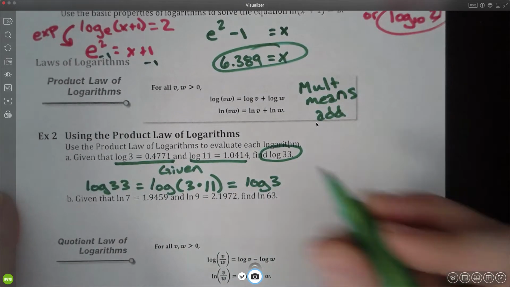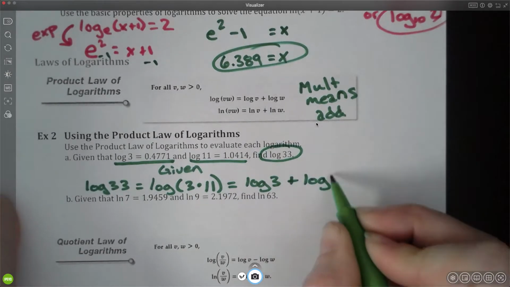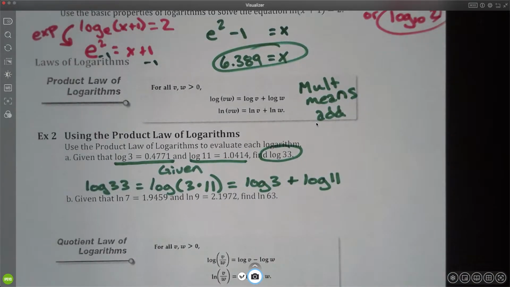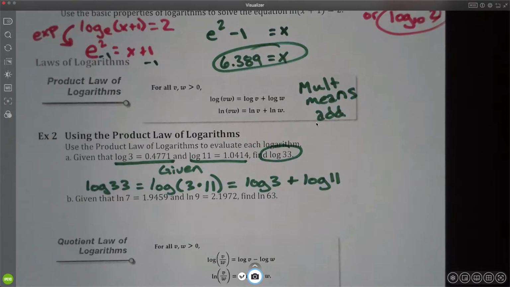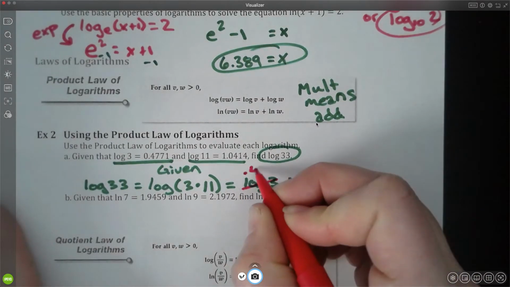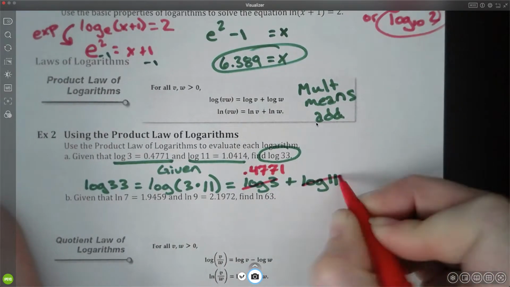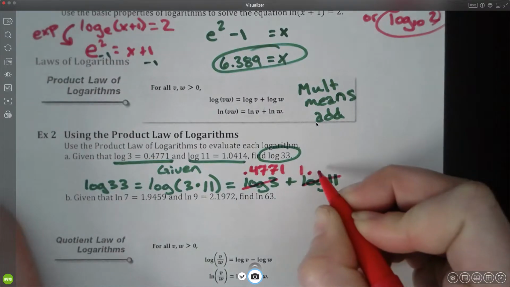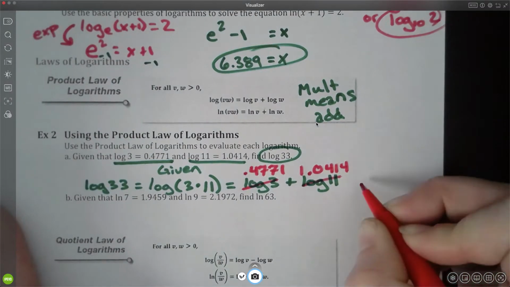Plus log 11. Right? Because multiply means add. So now we are separating. We're going the opposite direction. We're separating. Okay? But log of 3, they tell me, is 0.4771. And log of 11 is 1.0414. Can I add those 2 numbers together?